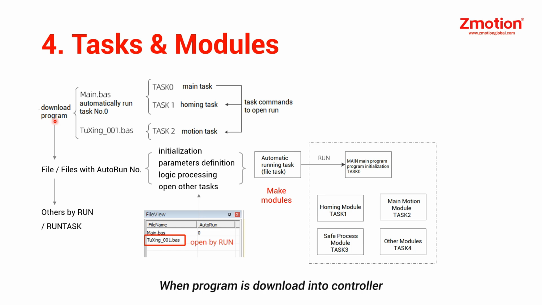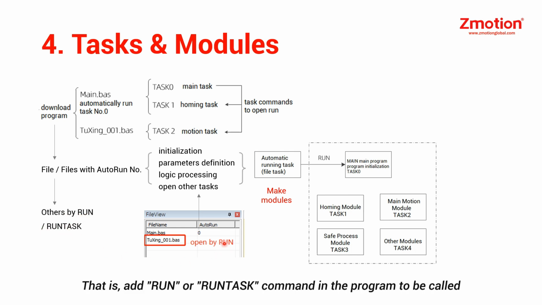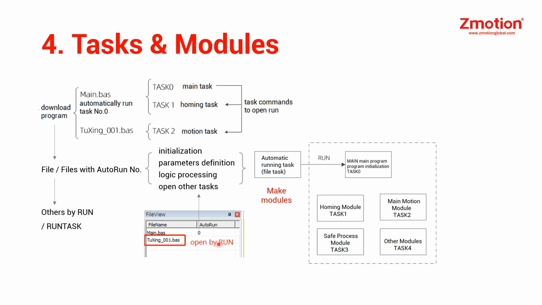When the program is downloaded into the controller, the file with the auto run number will run first. Others will be opened by run. That is, add the run or run task command in the program to be called. There is one example. When powered on, open task 0 first.